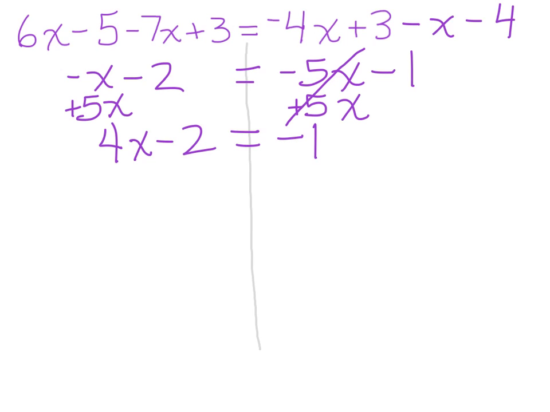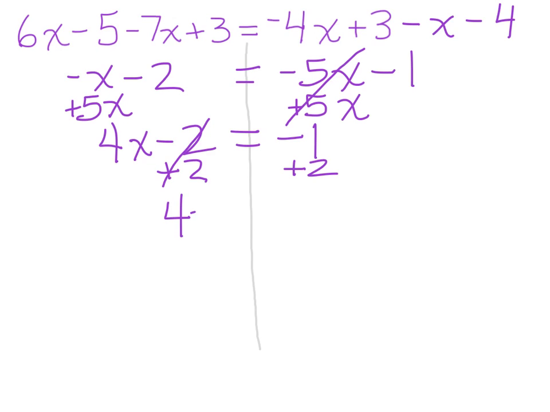Now the next step then, I have all my x's on the left-hand side here, but I have these units hanging out with them. I don't want the units there. So I want to make them go out and be able to cross them out. So the opposite of a -2 is a +2. If I add 2 to this side, those will be gone. But to keep it balanced, I have to add 2 to the other side as well.